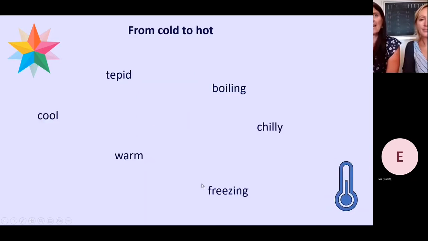Okay, another one. From cold to hot. On one end is our coldest word, and on the other end our hottest. But I haven't used the words cold and hot in there, so you need to work out which word means the coldest, which word means the hottest, and then order the others in the middle. I'll try and be quiet for a few seconds to let you think. Hard. Very hard.